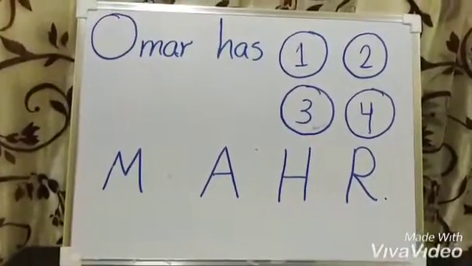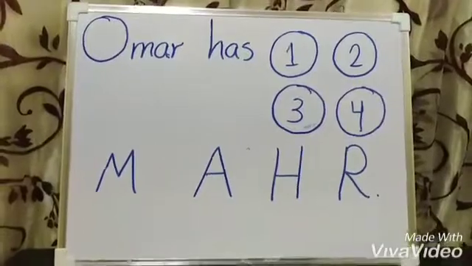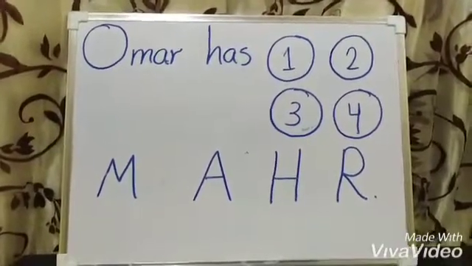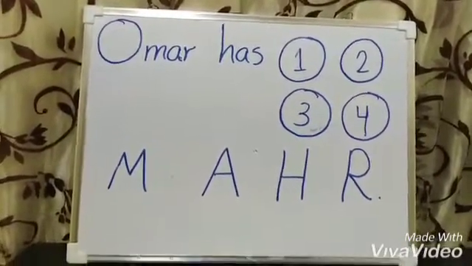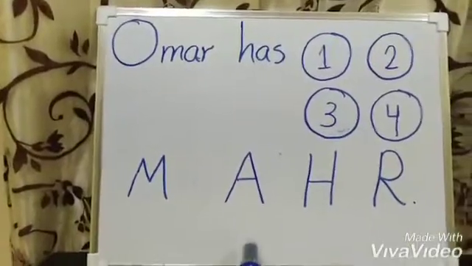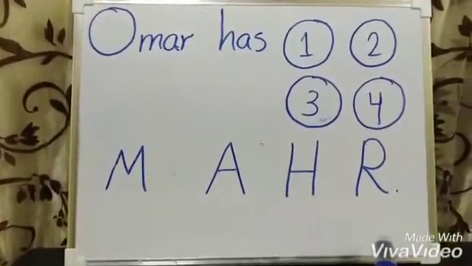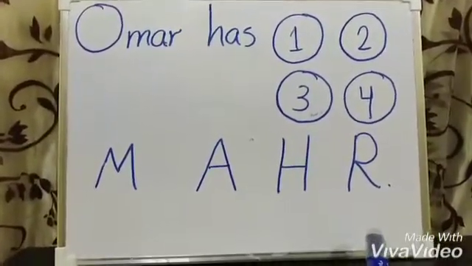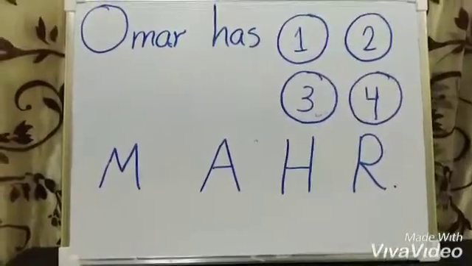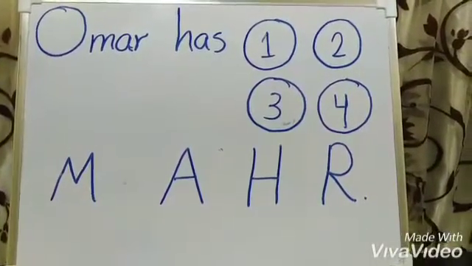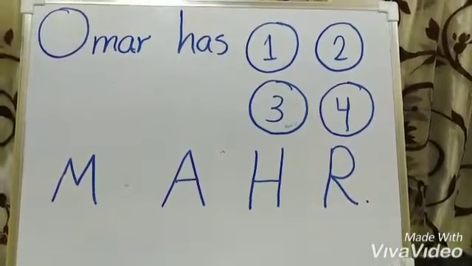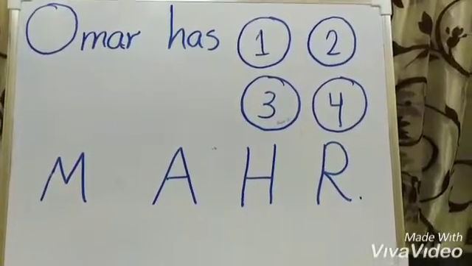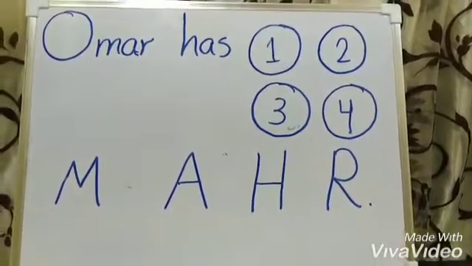Omar has 4 fruit pies. 1, 2, 3, 4. He wants to share with his friends Muhammad, Ayman, Hamoud, and Rayan. How many pie each one will get? I think most of you will say the correct answer, which is 1. Each one will get 1 fruit pie.